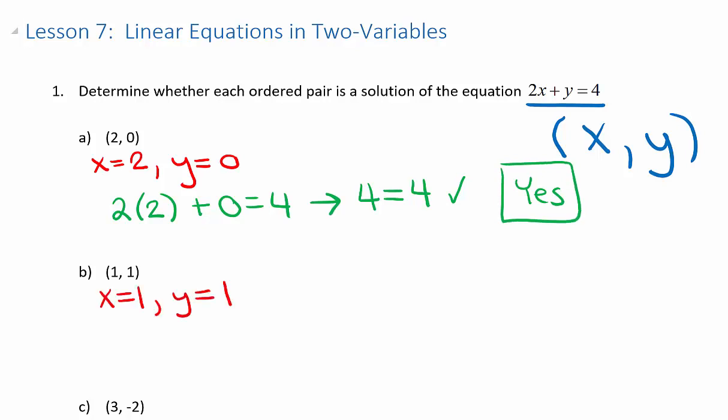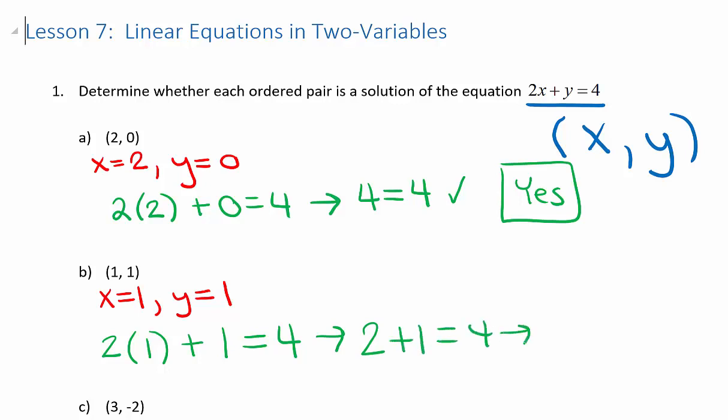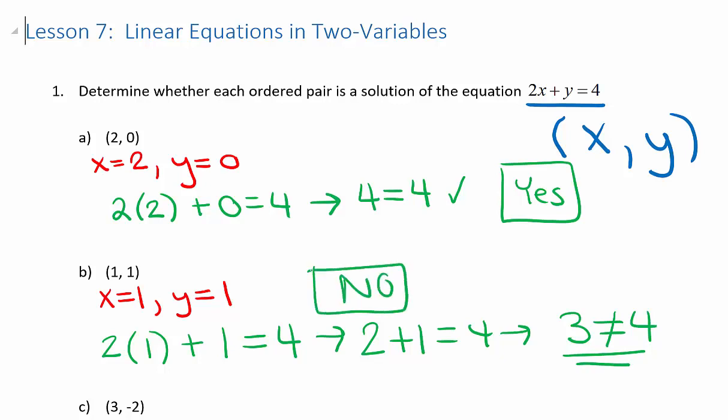We can do the same thing in part B. Is the ordered pair (1, 1), so x is 1, y is 1. Is that a solution? Well, I would take the exact same equation, 2x plus y, and replace the x and the y with 1. This time on the left, I get 2 plus 1, which is 3, and 3 does not equal 4. Because I have a false statement, 3 does not equal 4, the answer is no, the point (1, 1) is not a solution.